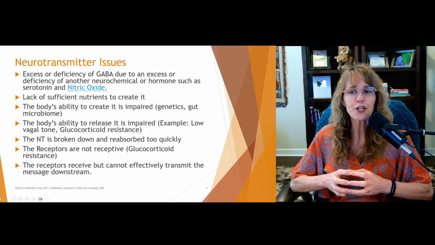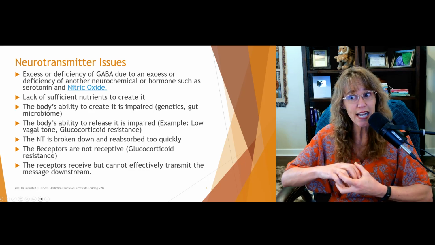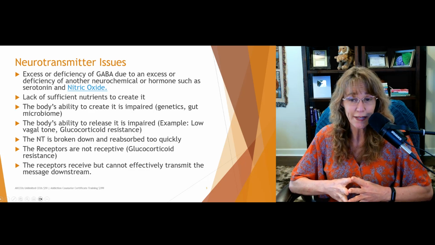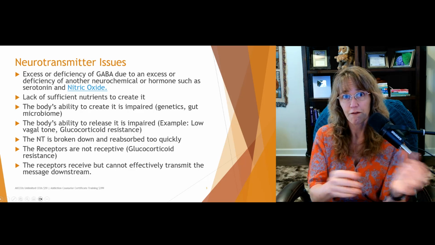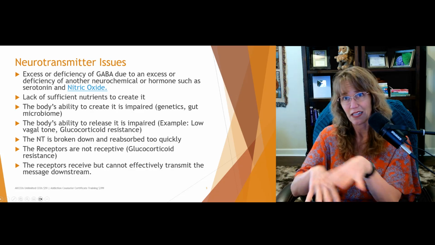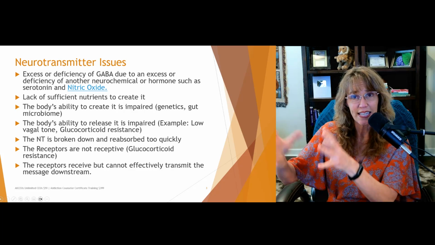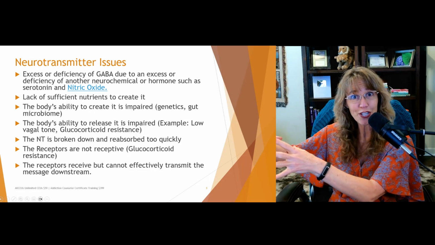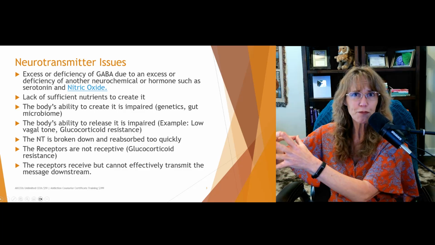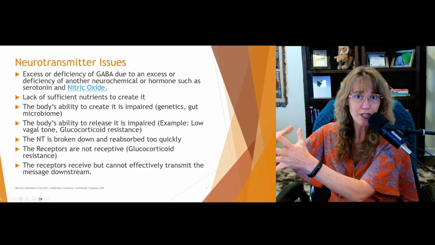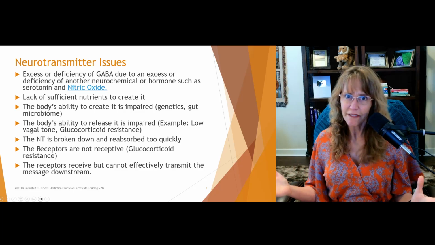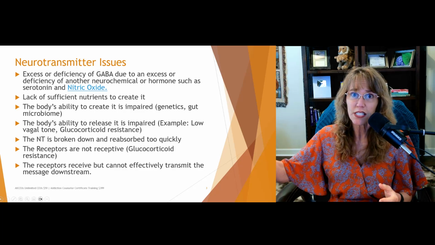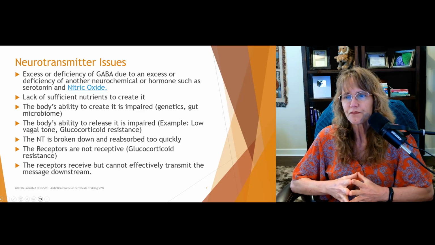The neurotransmitter could be broken down in the synapse and reabsorbed too quickly. The receptors: it's secreted from one side into the synapse, it does its job, and it is taken up by the receptors on the other side. If the receptors aren't answering the door, if they're not receptive, then you've got a problem. So there could be plenty of GABA, but if the receptors aren't receptive, we've got a problem.